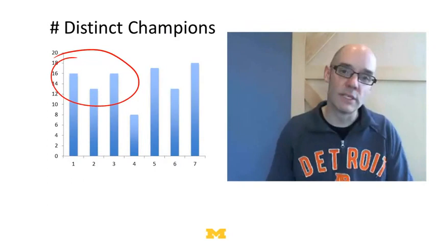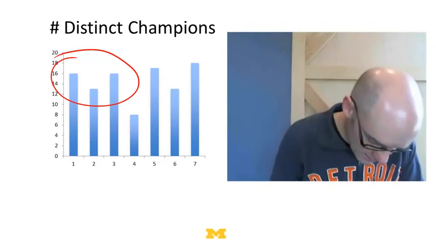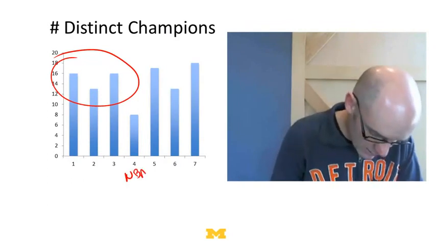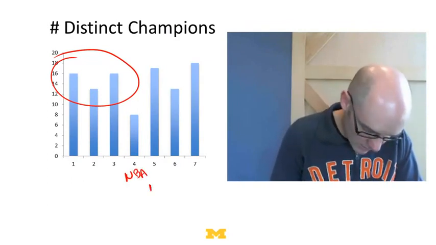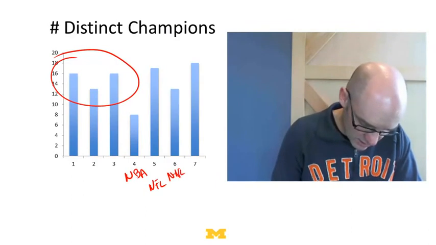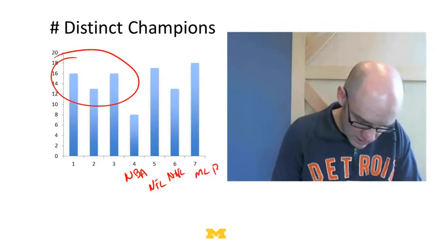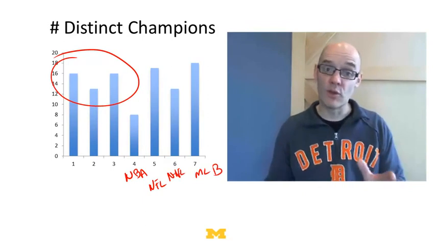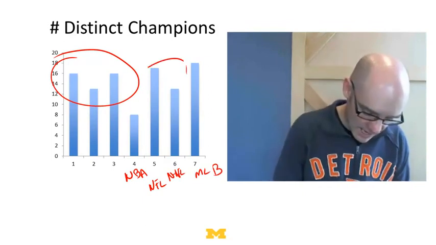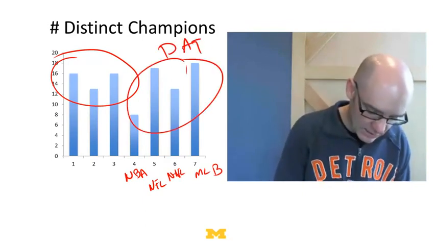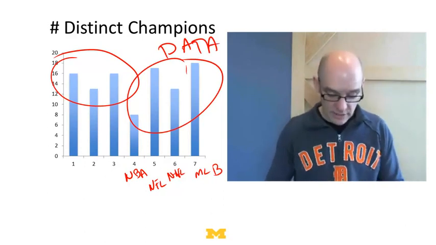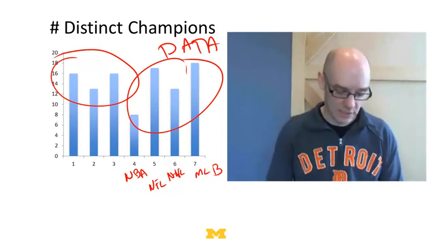Now, I've only circled these 3, and the reason why is this graph number 4 is the NBA. Bar number 5 is the NFL. Bar number 6 is the NHL. And bar number 7 is Major League Baseball. So it's interesting if you look at the model and then you look at the real data over the last 28 years, you see that they're remarkably close.